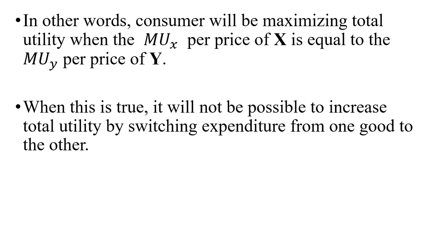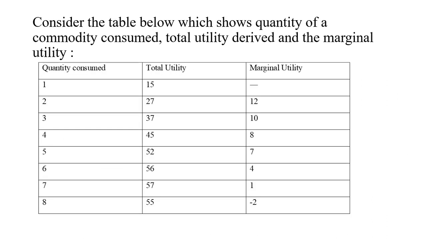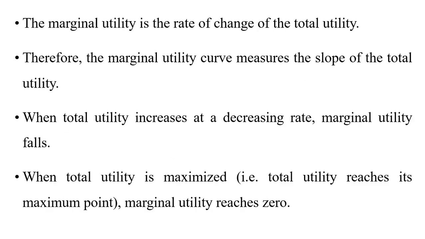As you can look at the table back here, as you reduce the consumption of the commodity from, let's say, 6 to 5, you see that the marginal utility has moved from 4 to 7. From 5 to 4, the marginal utility has increased from 7 to 8. From 4 to 3, the marginal utility has increased from 8 to 10. And from 3 to 2, the marginal utility has increased from 10 to 12. So if you want to increase marginal utility, what you do is to reduce the consumption of the item.